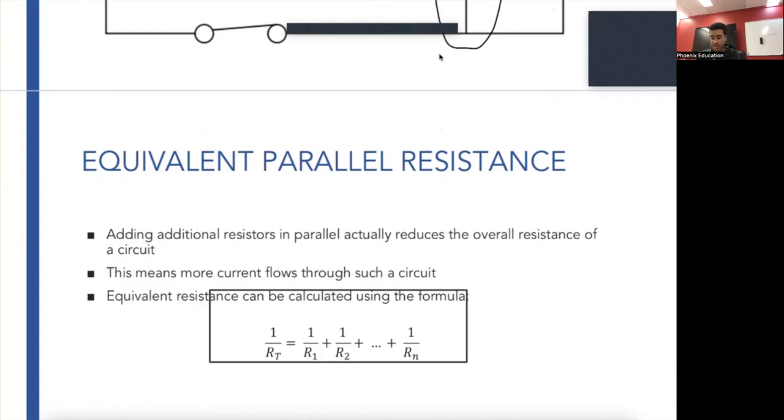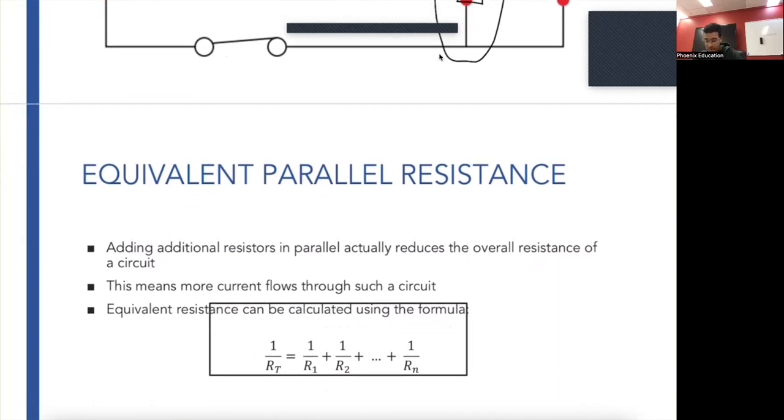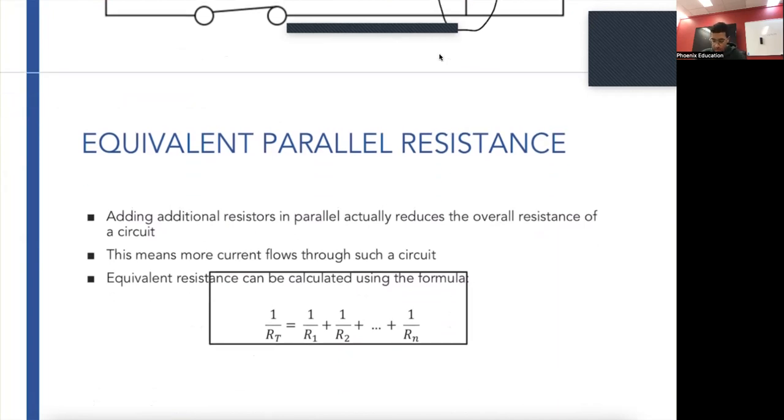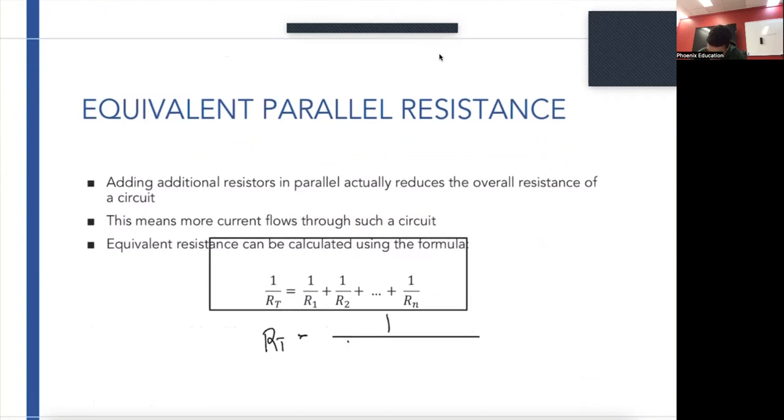You would do it for successive branches. So for R2, it would be the same, 1 over R2, all the way up to n branches. And then you would reciprocate that again to get your RT. And the RT would just be 1 over all this: 1 over R1 plus 1 over R2 dot, dot, dot. All right.